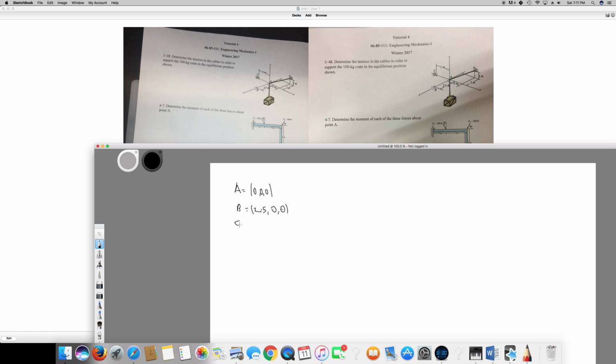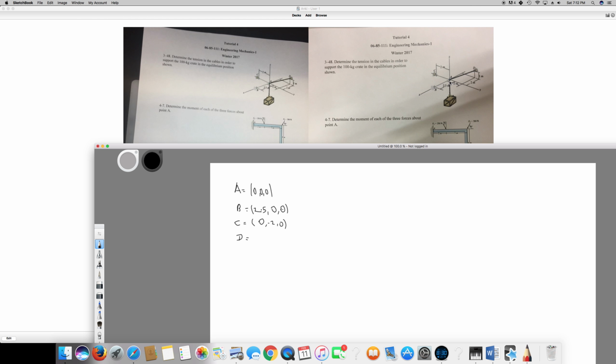And for C, the distance is 2 meters along the y-axis, therefore there's no x. But we have to be careful here, because this is opposite to the y they have labeled, so it means it's negative. So it's 0, negative 2, 0. There's no height, so the height is 0.